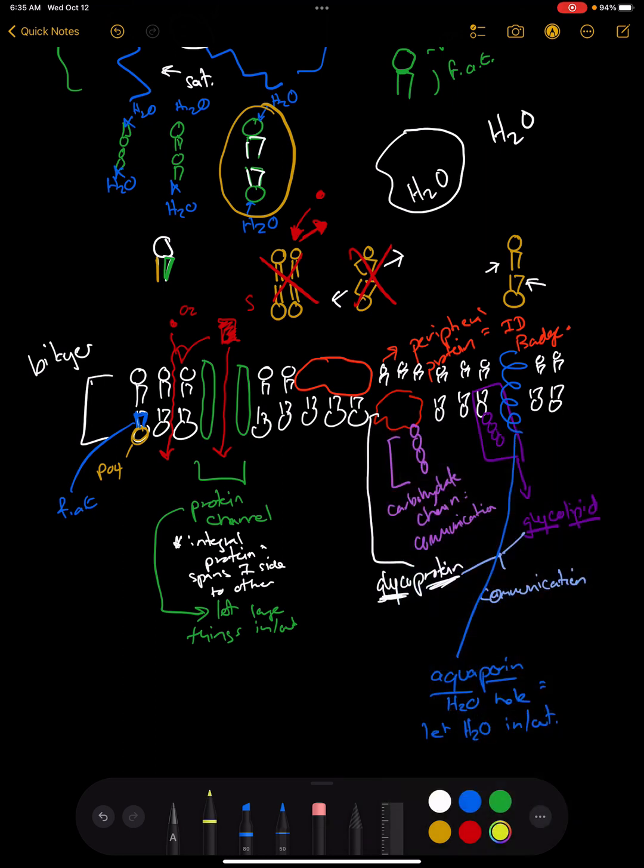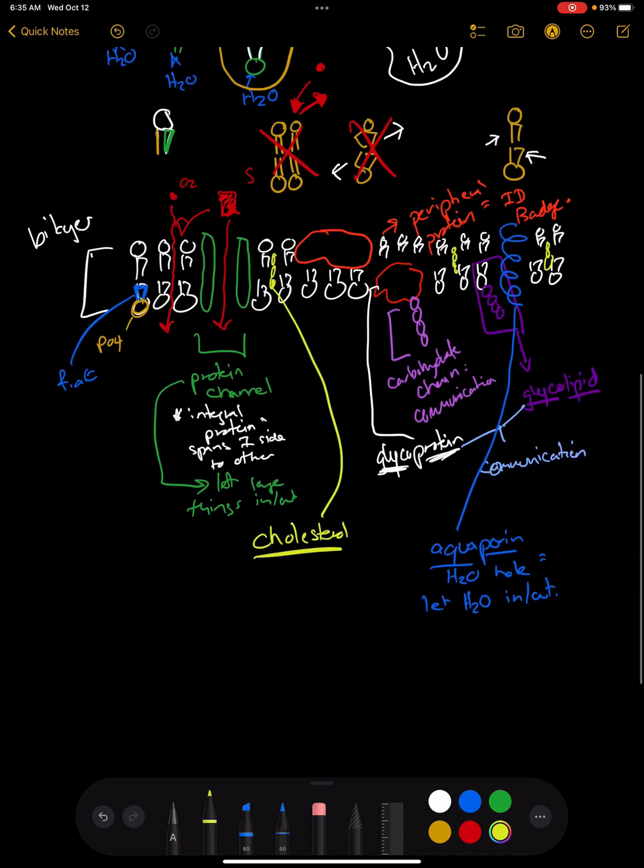And then my last structure, we actually find it in the middle of my phospholipid tails, or my fatty acid tails. This is called cholesterol. And I know you have heard of cholesterol before. You're like, hey, cholesterol is not good. This is actually the good kind of cholesterol. What it does is it helps maintain fluidity.